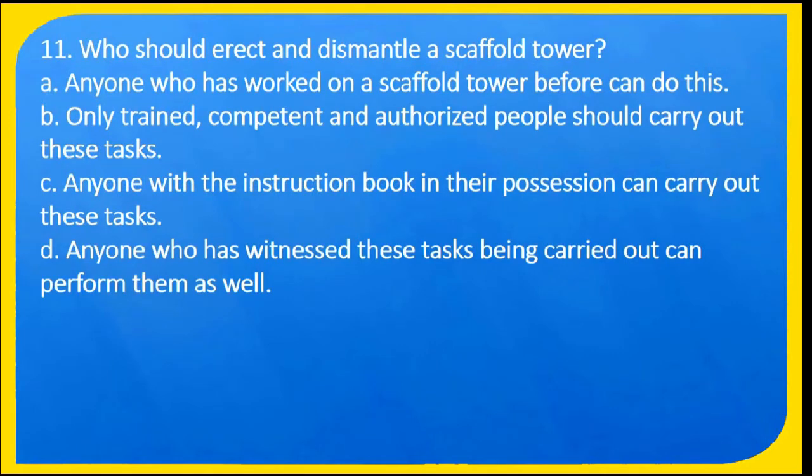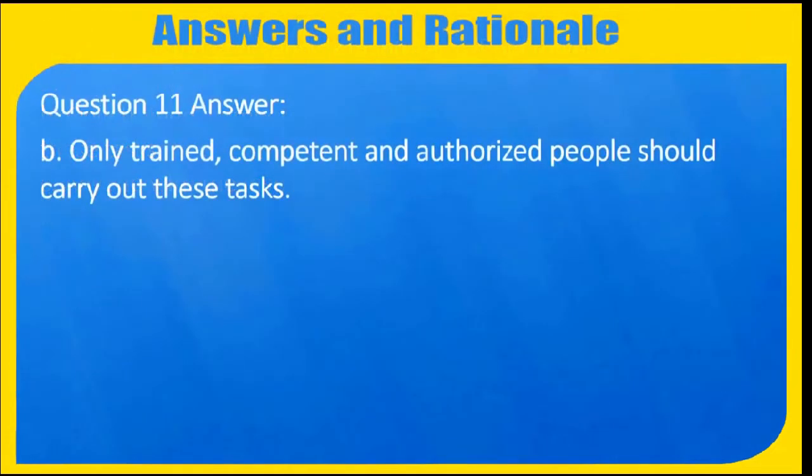Question 11. Who should direct and dismantle a scaffold tower? A. Anyone who has worked on a scaffold tower before can do this. B. Only trained, competent and authorized people should carry out these tasks. C. Anyone with the instruction book in their possession can carry out these tasks. D. Anyone who has witnessed these tasks being carried out can perform them as well. Question 11. Answer B. Only trained, competent and authorized people should carry out these tasks.